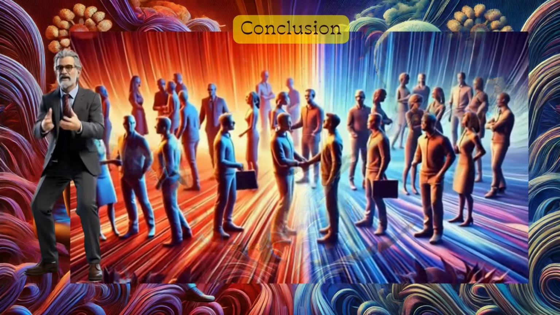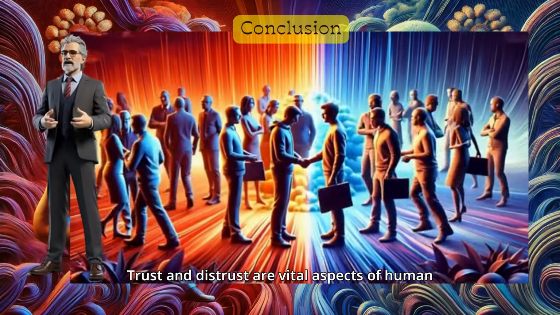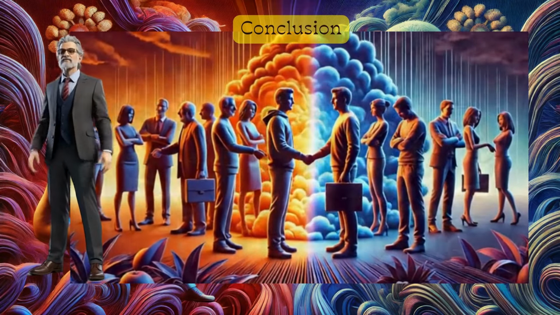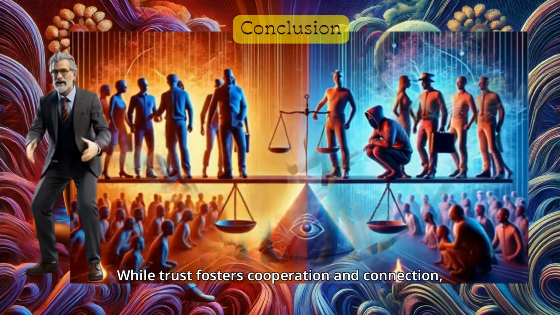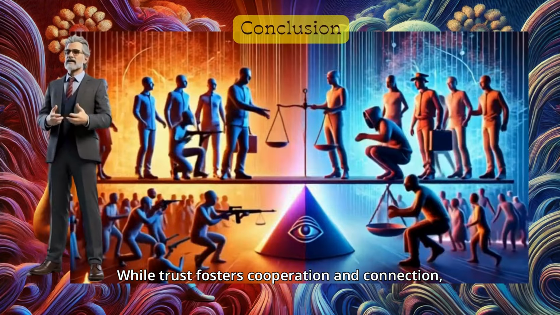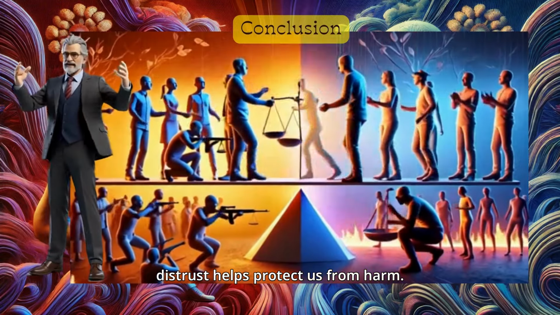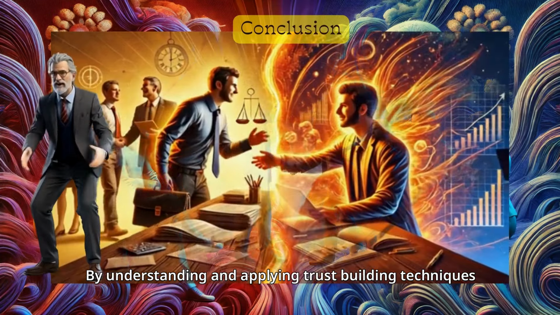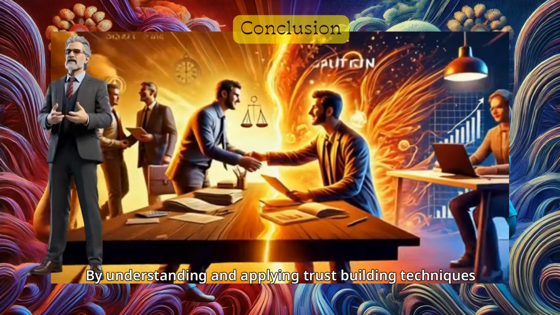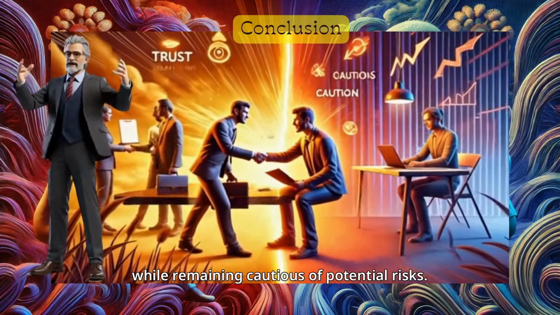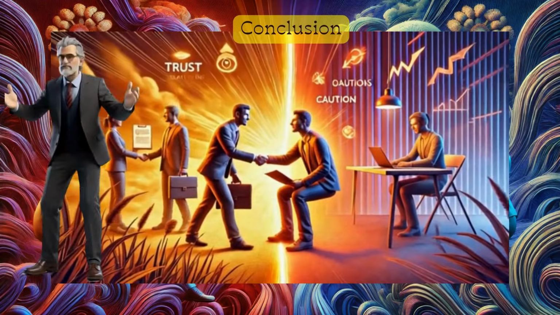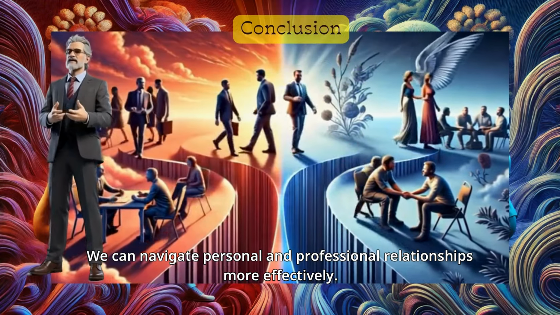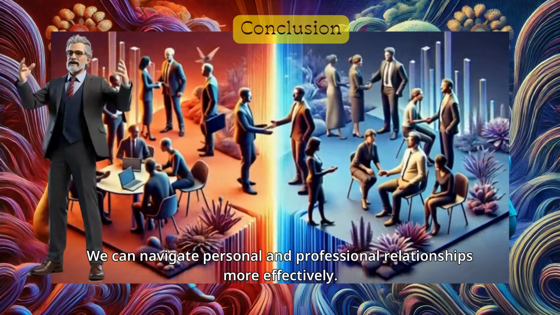Conclusion. Trust and distrust are vital aspects of human interaction that shape our decisions and relationships. While trust fosters cooperation and connection, distrust helps protect us from harm. By understanding and applying trust-building techniques while remaining cautious of potential risks, we can navigate personal and professional relationships more effectively.